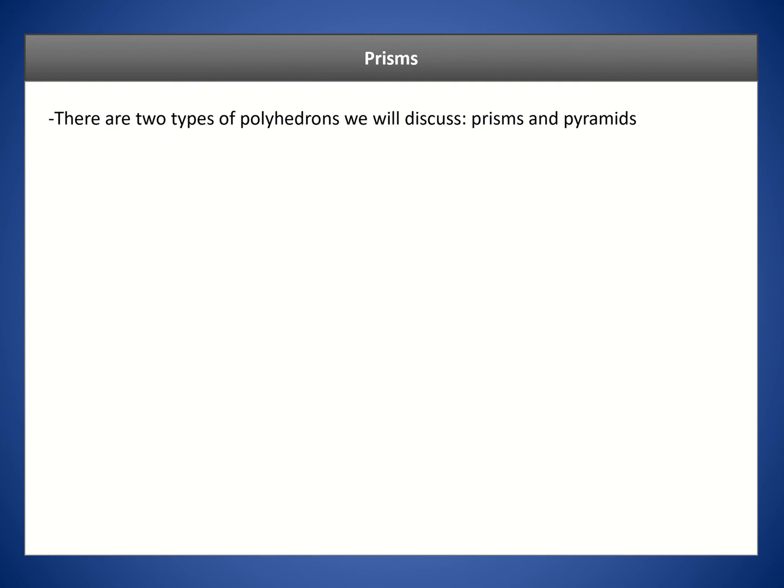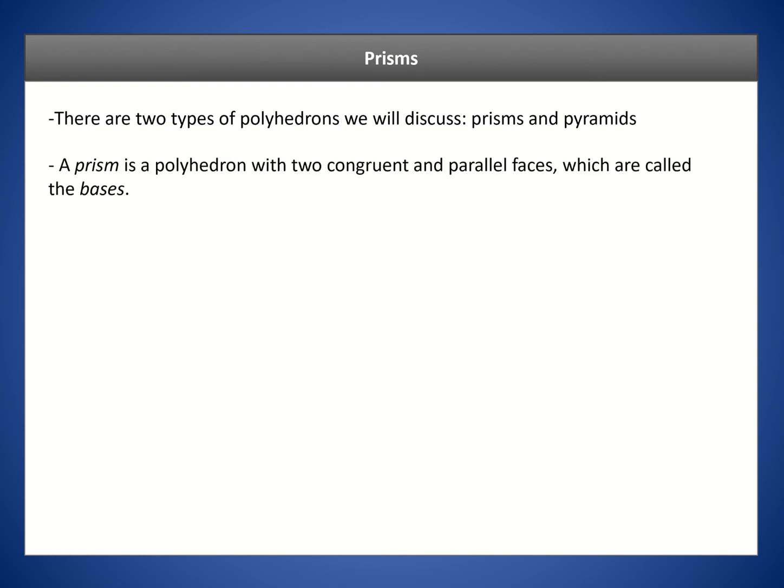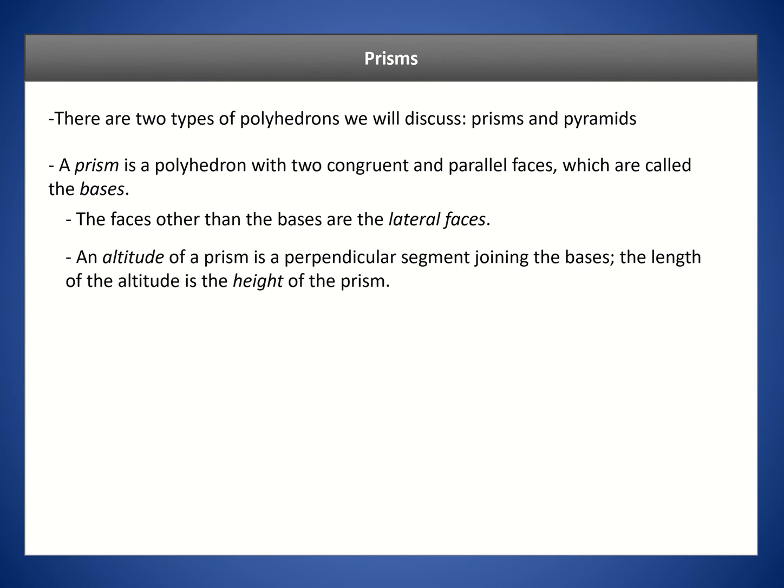Let's take a look at two types of polyhedrons: prisms and pyramids. Let's go ahead and take a look at the prism. A prism is a polyhedron with two congruent and parallel faces, which we call the bases. Now the faces other than the bases are called the lateral faces. An altitude of a prism is a segment that joins the bases at a 90-degree angle, which we call perpendicular. The length of the altitude is the height of the prism.